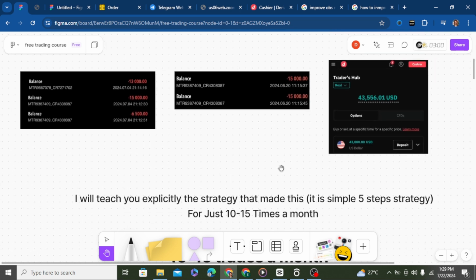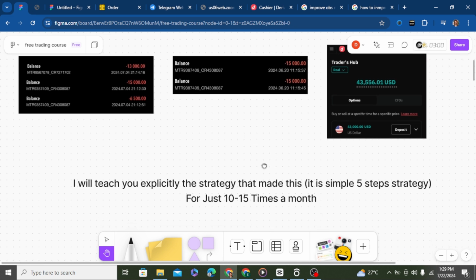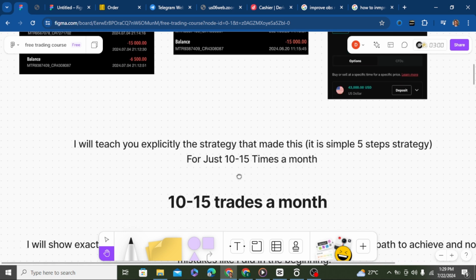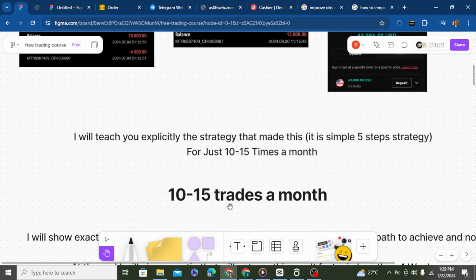Now I'll teach you this strategy that made this, in just 5 simple steps, to show you that it's not something you need to crack your head over. Most people will be telling you to add this indicator, and that one, but all those things just complicate trading for you. Whenever you trade, you want to keep your trading simple. My sweet spot is actually 10 trades a month. You can take up to 15 trades a month, but it should be between 10 and 15 trades a month. That's what I usually advise.